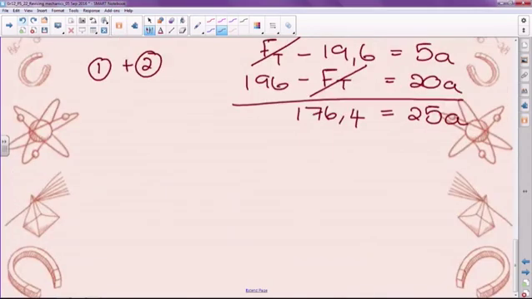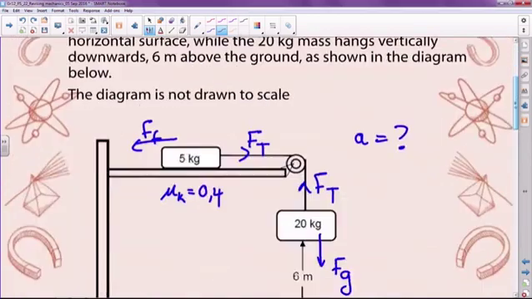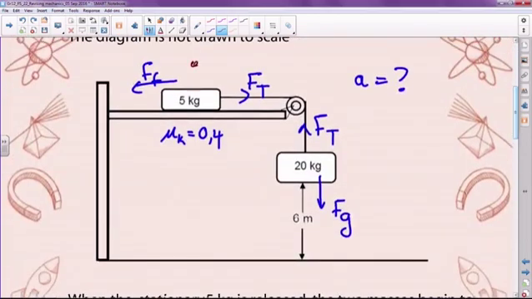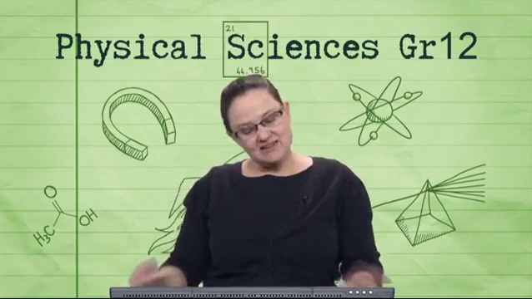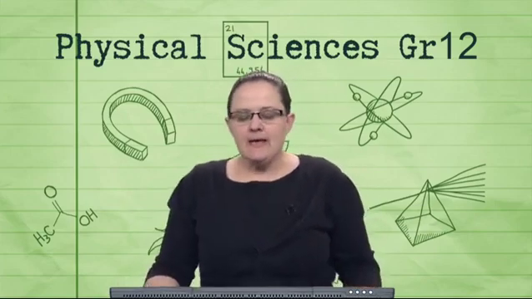And then to get a on its own, I'm going to go 176 divided by 25, which gives me 7,06 meters per second squared. Now, I look at that number and go, it's quite high. But when you go back to the diagram, this 5 kilogram is fairly light in comparison to the 20, so Ft is not going to be very big. So don't stress about it. If I'd got an answer here of greater than 9,8, then I know I've got a problem. But at the moment, we're okay.